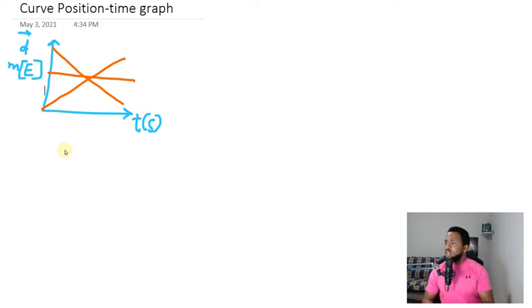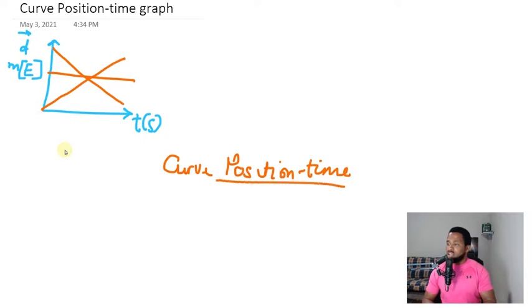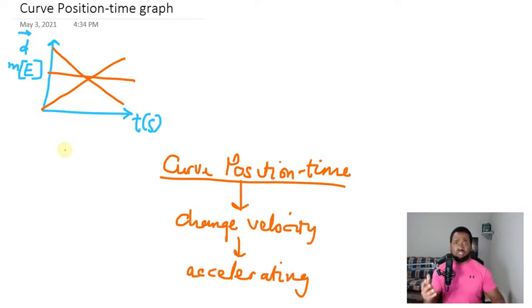But in this video we're going to be looking at variations of a curved position time graph, and the curved position time graph involves accelerating objects. Take note of that. So objects that have changing velocities, and as a result that leads to accelerating objects. And accelerating objects come in variations based on how the curved positions look.